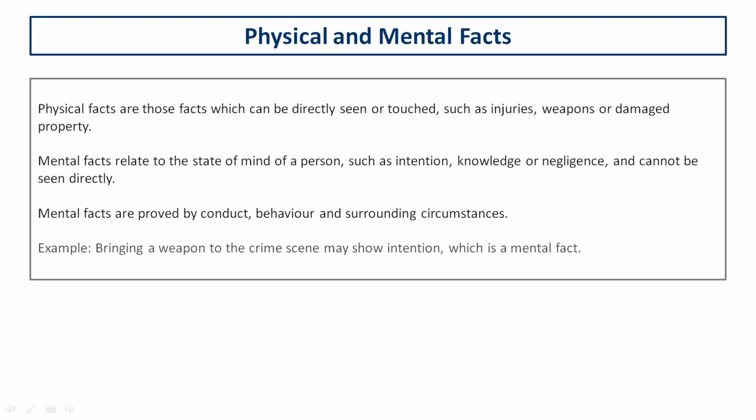Now let us look at what are physical facts and what are mental facts. Physical facts are facts which can be directly seen or touched. This includes injuries, weapons, bloodstains, dead bodies, or damaged property. Physical facts usually form strong evidence. They can be proved through witnesses or documents. Courts find physical facts easier to verify. Such facts are often supported by photographs or reports. Physical facts give clear information to the court.